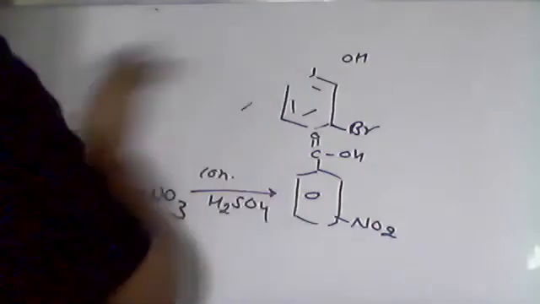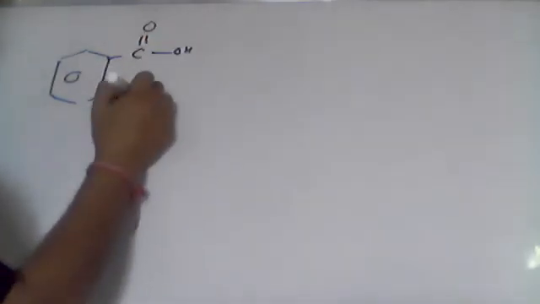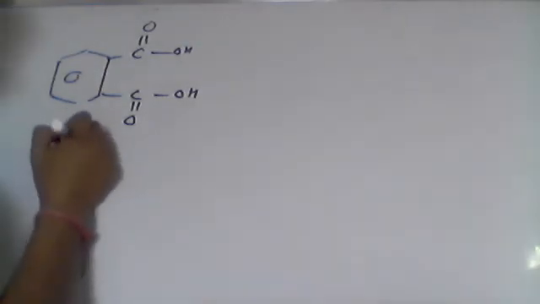Last reaction of this chapter, carboxylic acid. I'm going to write down just a note, because one reaction we missed in between. I've written two COOH groups on this ring. This we call phthalic acid. C double bond OH, COOH group. Phthalic acid.